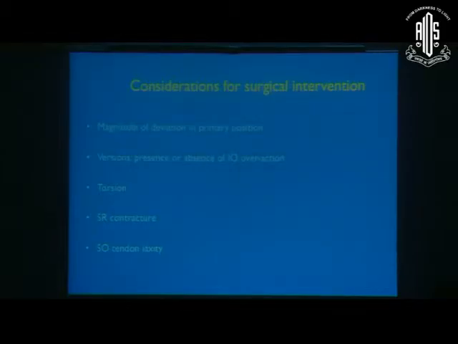So these are the deciding factors for surgical consideration. Magnitude of the deviation in primary position: for me, the cutoff is 15 to 20 prism diopters, I would do one muscle. Beyond 20 to 25, it's borderline, depending upon how lax your muscle is. Beyond 25, 100% you'll have to do 2 muscles.